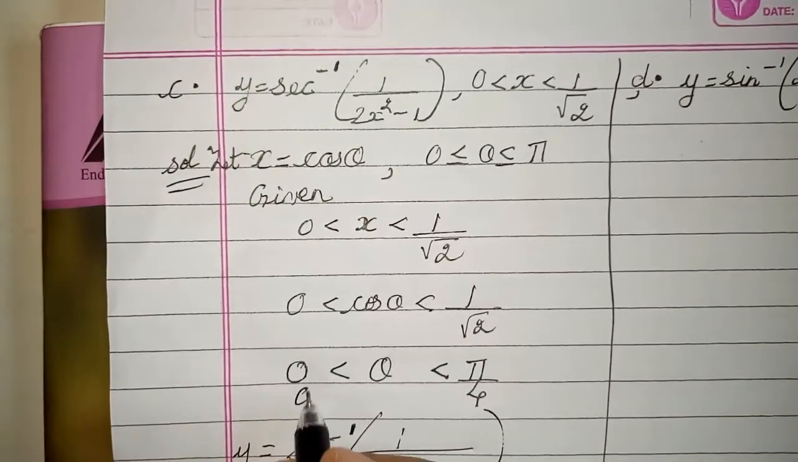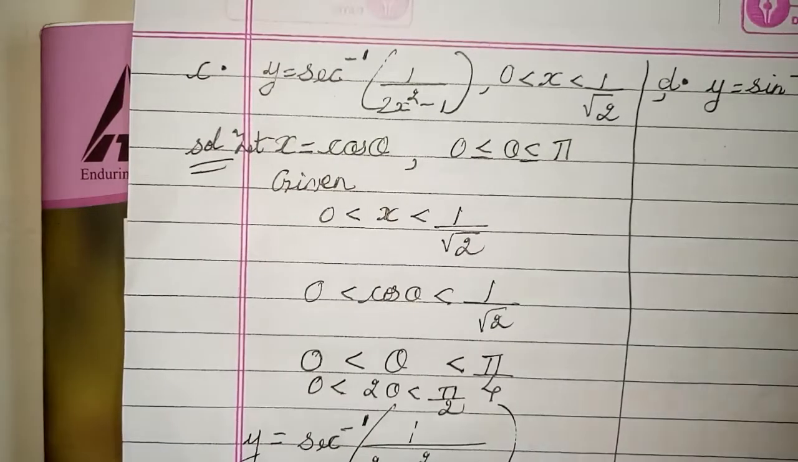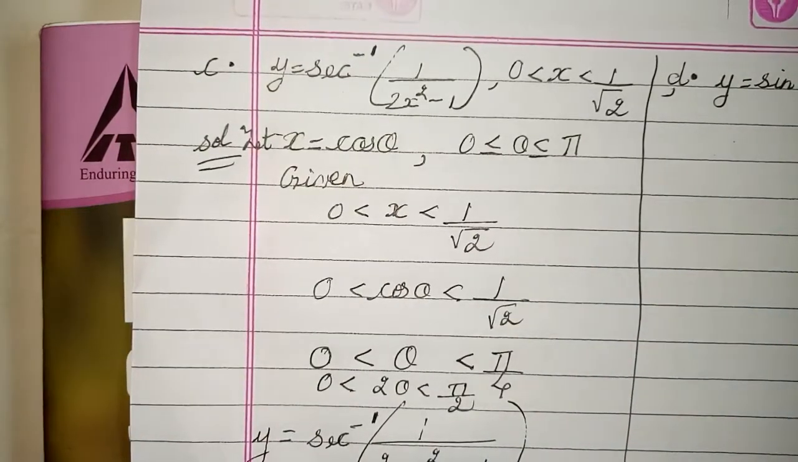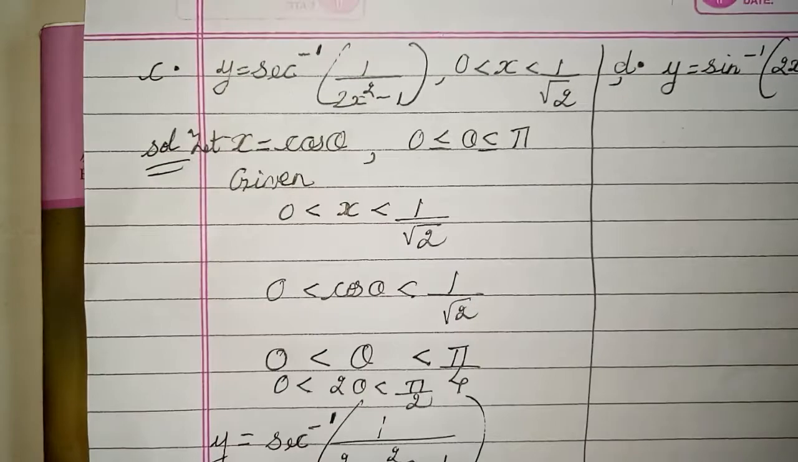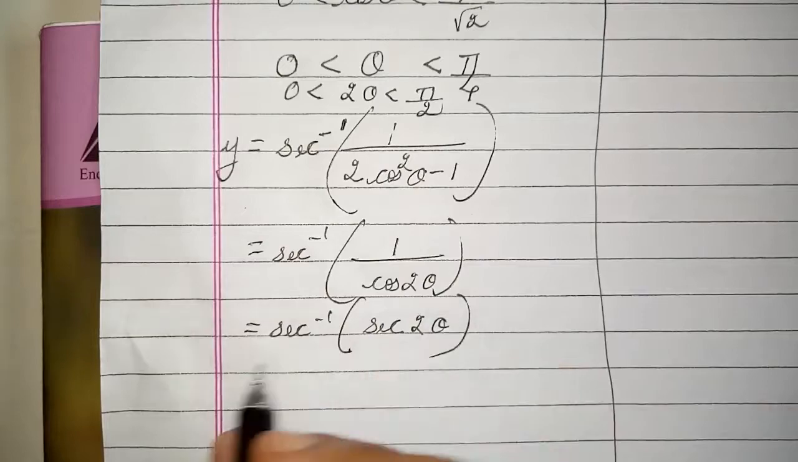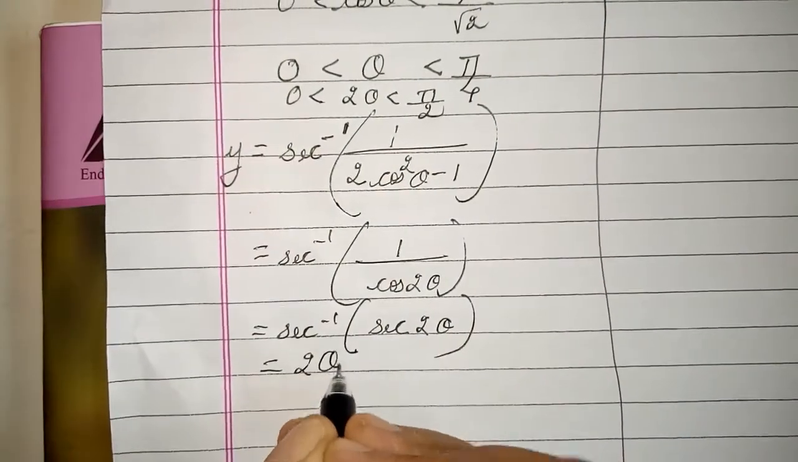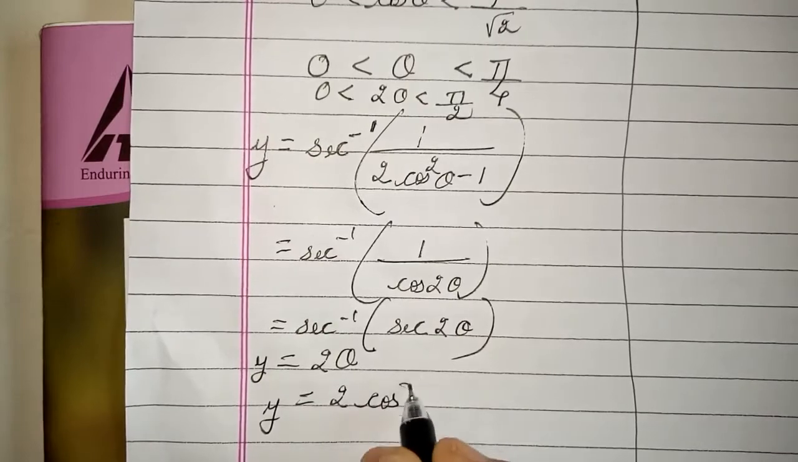So let us check here. 2 theta means 0 less than 2 theta less than pi by 2. Now this is a well-defined range. I can cancel because the range of sec inverse is closed interval 0 to pi minus pi by 2, and pi by 2 is already not here. So I can cancel. So this will become 2 theta. So y is equal to 2 times cos inverse of x.